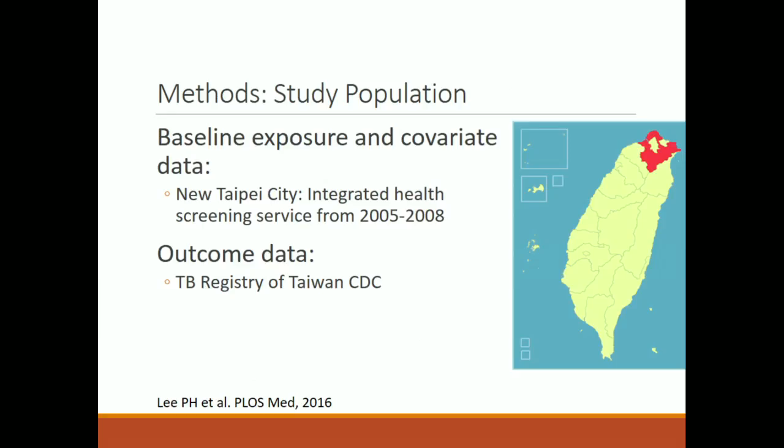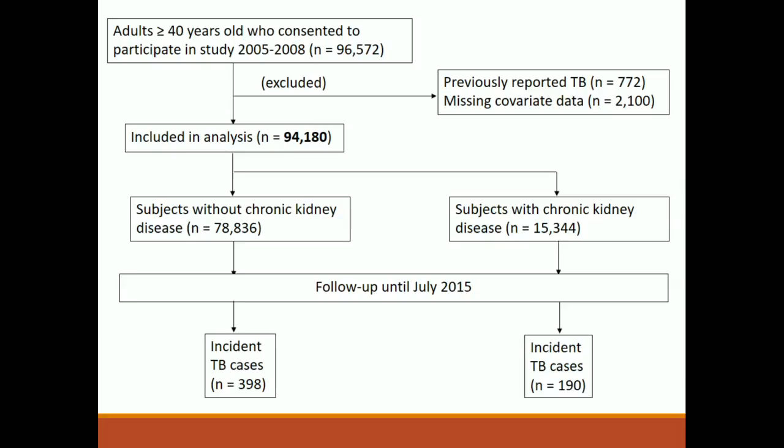We used a population-based cohort from a screening cohort in northern Taiwan, New Taipei City. It was an integrated health screening service from 2005 to 2008. Everyone in the cohort received a questionnaire, blood tests, and physical examination. The data were cross-matched to the TB registry of Taiwan CDC to confirm the occurrence of incident TB. After excluding those with missing covariates and previous TB, we included around 94,000 people at baseline, and we followed them up for around 7 to 8 years. Almost 600 cases of TB occurred during the follow-up.